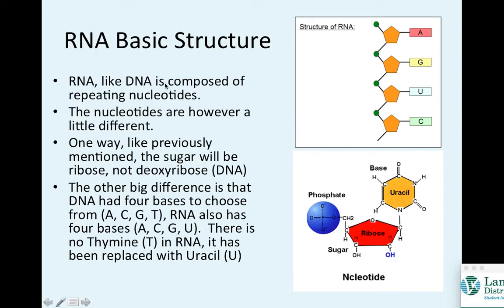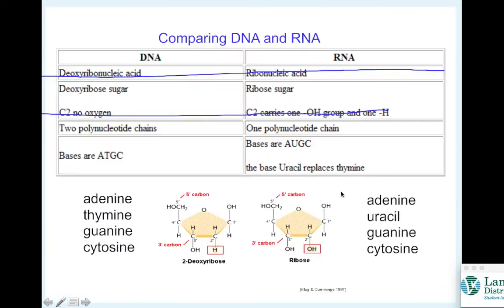So RNA is very similar. I mean, it's composed of repeating nucleotides. Here's my nucleotides. It's exactly the same as DNA. It's just I might have a uracil here, which would be in RNA, but I wouldn't have in DNA. But like I mentioned before, it's just going to be this repeating subunit over and over again. And that's our basic structure of RNA.